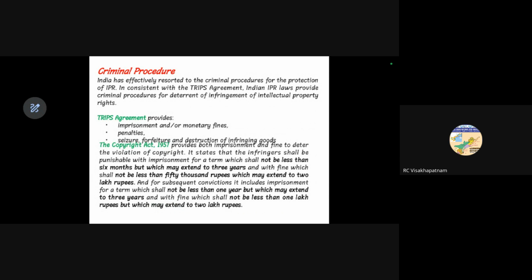The Copyright Act 1957 also provides some criminal provisions. That is, the Copyright Act provides both imprisonment and fine to deter violation of the copyright. The infringer shall be punished with imprisonment which shall not be less than 6 months but which may extend to 3 years, and with a fine which shall not be less than 50,000 and which may extend to 2 lakhs. But for subsequent convictions, the imprisonment shall be for a term not less than 1 year but which may extend to 3 years, and the fine shall not be less than 1 lakh but which may extend to 2 lakh rupees.